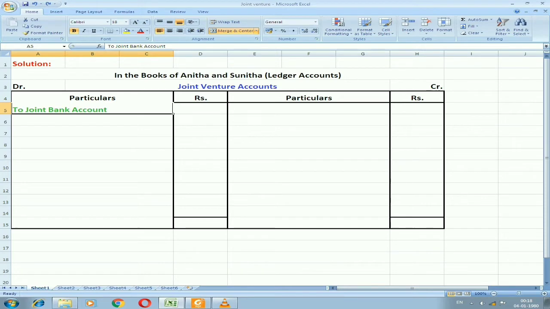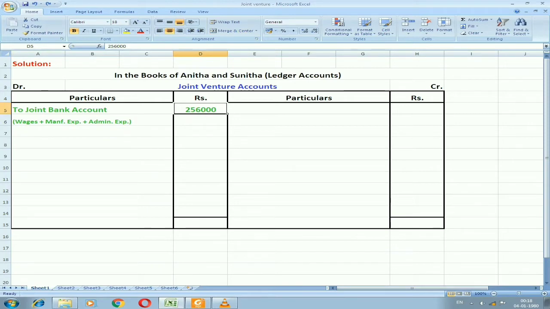So let us start on the debit side. As you can see here, to joint bank account. I am writing the reason also here: wages, administration expenses, manufacturing expenses. So totally I need to add all the amounts, and I am taking it as 2,56,000.